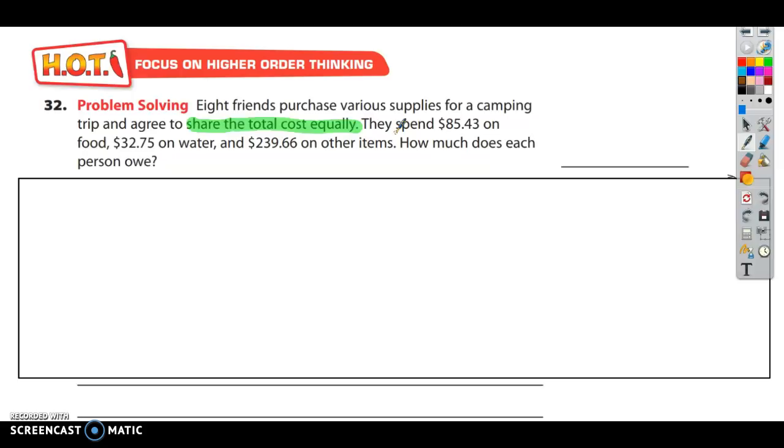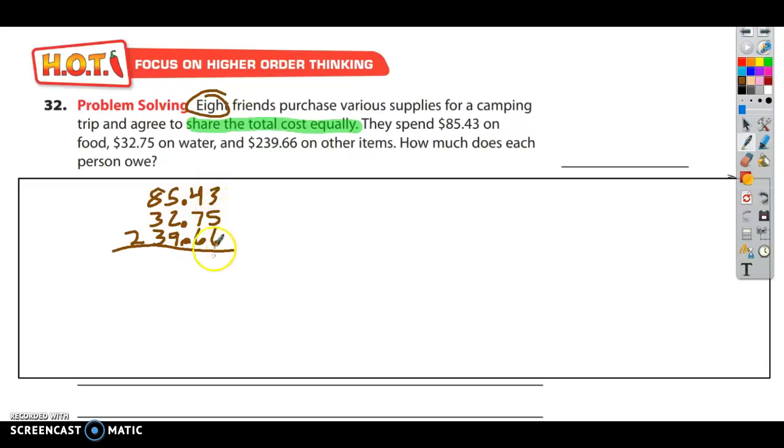Probably the fastest and most efficient way to solve this is to find the total and then divide by the 8 friends. So we're going to get our total by adding $85.43 and $32.75 and $239.66. This would be a nice review to make sure our decimals are lined up, to make sure our adding is all in the same place value. And then we're going to divide by 8.